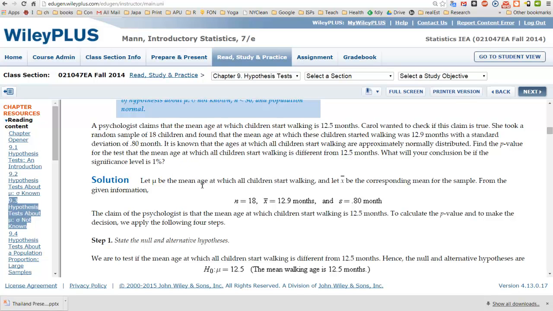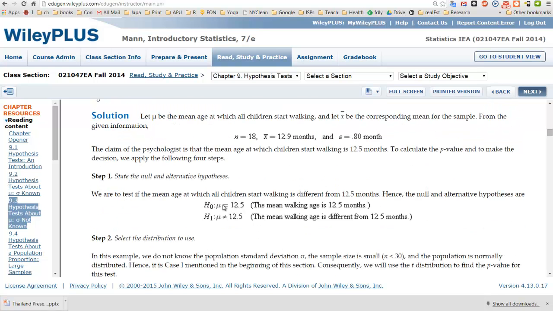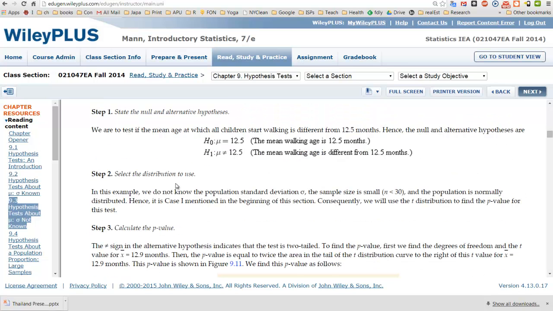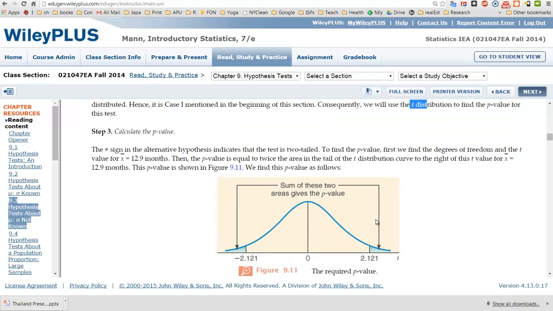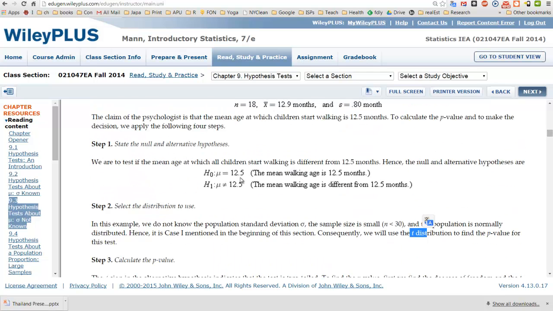So we do this. Let mu be the mean age at which all children start walking. So our x bar was 12.9. S was 0.8. State the null hypothesis: mu is equal to 12.5. The alternative hypothesis: mu is not equal to 12.5. Select the distribution to use. I think we're going to use the t distribution. Calculate the p-value. The sign in the alternative hypothesis is not equal to, so therefore it's a two-tailed test.